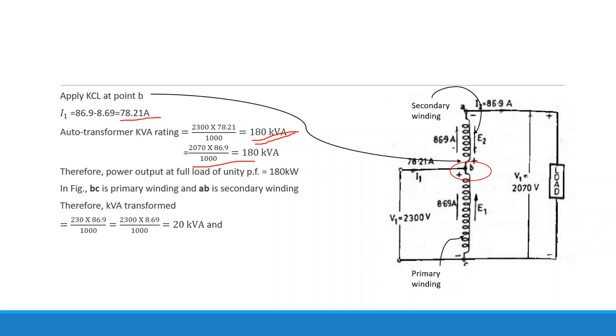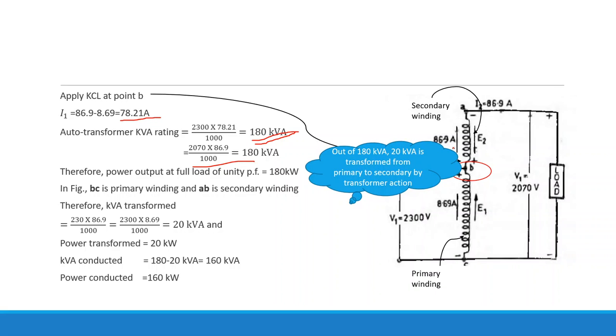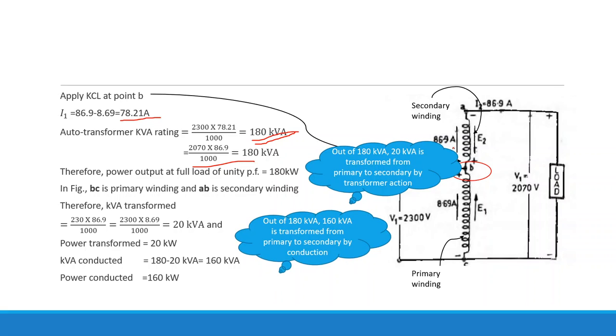It is 20 kVA. So the output power will be 20 kVA multiplied by the power factor, 20 kilowatt, which will be the power transformed. Basically it is not output power, it is power transformed. And the kVA conducted, total kVA we calculated 180 minus 20, that will be 160. So it is the kVA conducted that is reducing here. I think it is clear to you. And the power conducted can be given similarly, so the same observation you can make here. Out of 180, only 20 is transformed through transformer action.